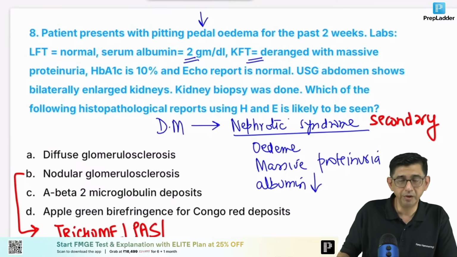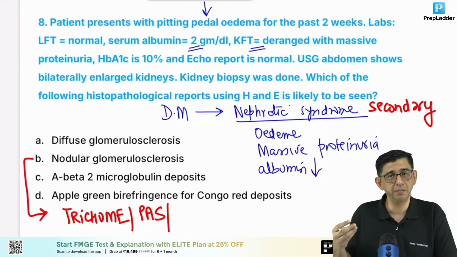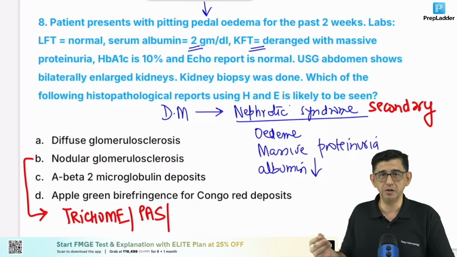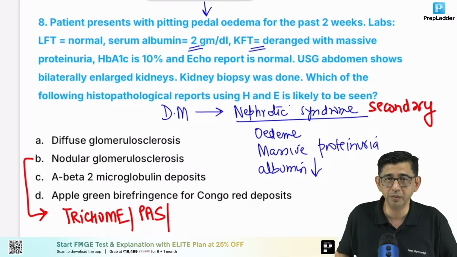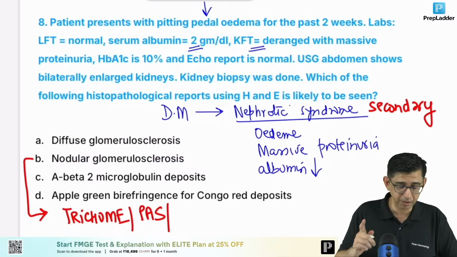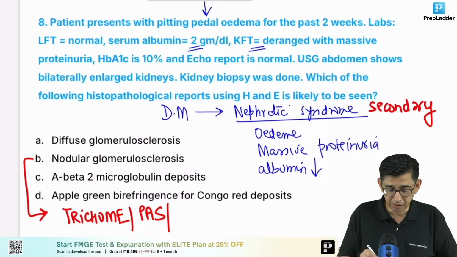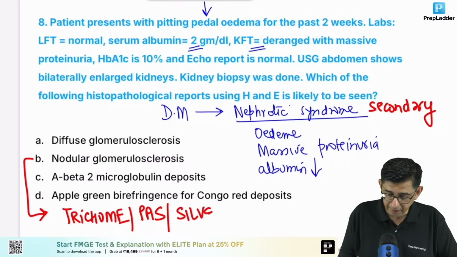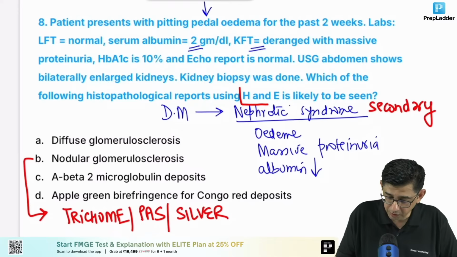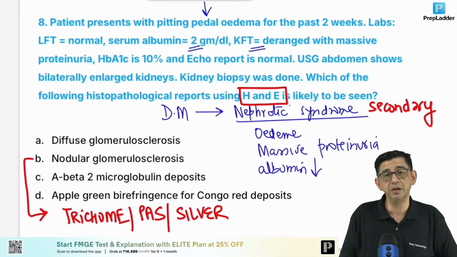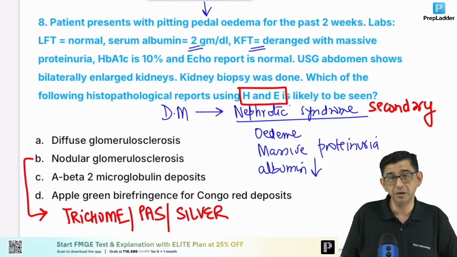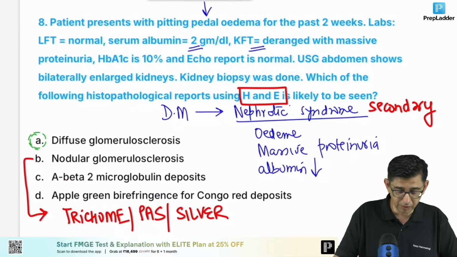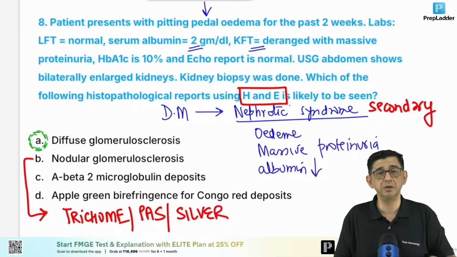I agree to what you are trying to say, that the characteristic manifestation of diabetic nephropathy is nodular glomerulosclerosis. I buy your point. But what are the special stains that are required? The special stains to see nodular glomerulosclerosis are trichrome stain, PAS stain, or silver stain. And here he's saying hematoxylin and eosin staining, which is going to be specifically for diffuse glomerulosclerosis. The correct answer for this is option A, guys.